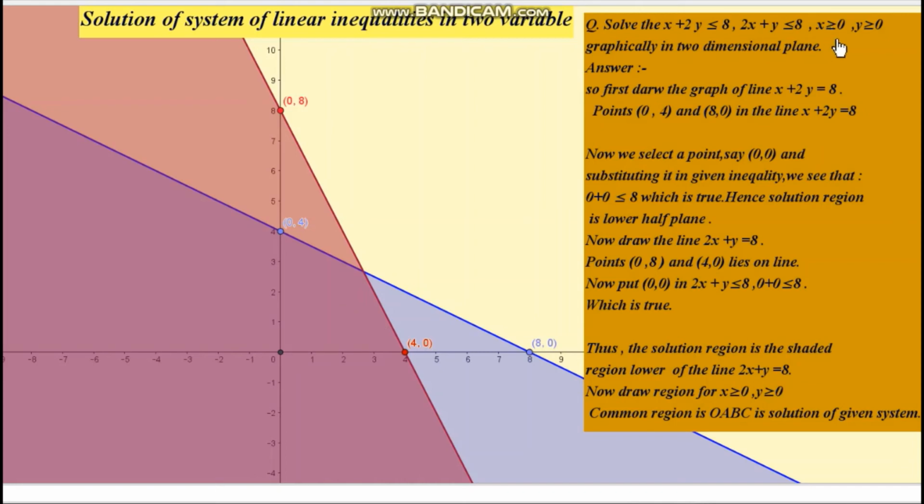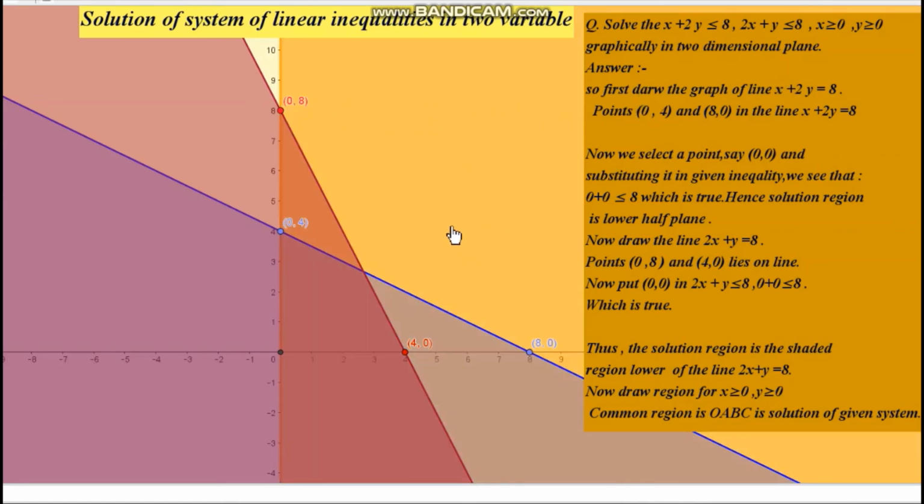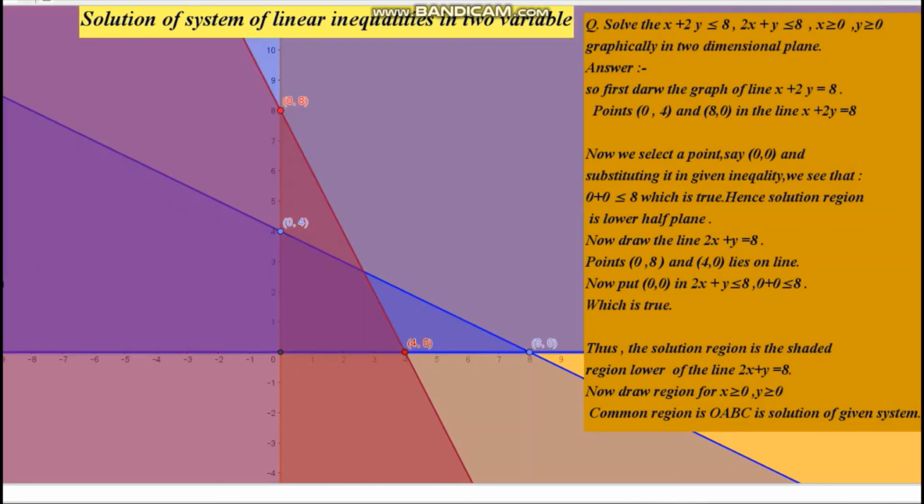Now last, draw the region of x greater than or equal to 0 and y greater than or equal to 0. X greater than or equal to 0 means this whole portion, this whole plane. The yellow shaded portion is x greater than or equal to 0. Now y greater than or equal to 0 means this upper half plane from the x-axis. So this plane, the upper half plane of the x-axis, is y greater than or equal to 0.